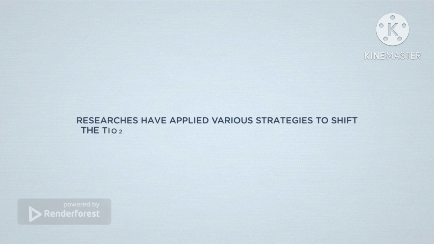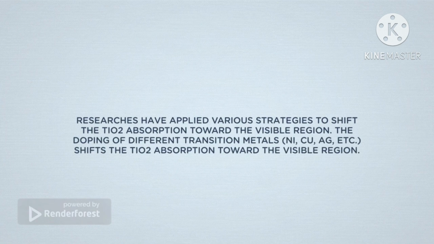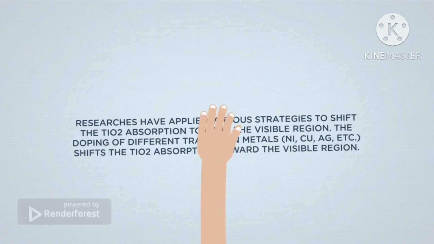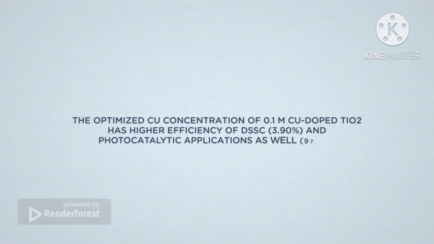Researchers have applied various strategies to shift the titanium dioxide absorption towards the visible region. The doping of different transition metals, nickel, copper, or sulfur shifts the titanium dioxide absorption toward the visible region. The optimized copper concentration of 0.1 copper-doped titanium dioxide has a higher dye-sensitized solar cell efficiency of 3.9% and photocatalytic performance as well, 97%.